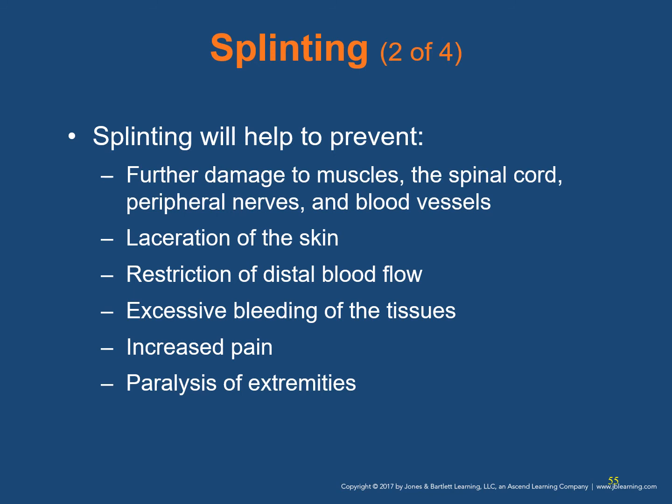One of the primary indications for splinting is to prevent a closed fracture from becoming an open fracture. Splinting also prevents restriction of distal blood flow resulting from pressure of the bone ends on blood vessels, excessive bleeding of the tissue at the injury site caused by broken bone ends, increased pain from movement of the bone ends, and paralysis of the extremity resulting from damaged spine.